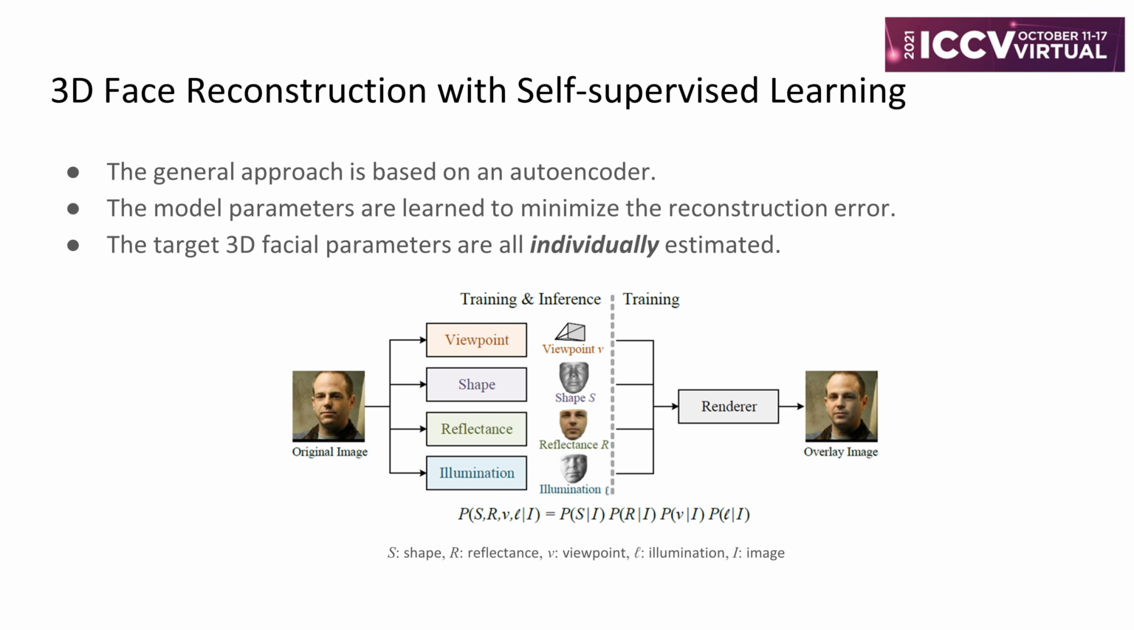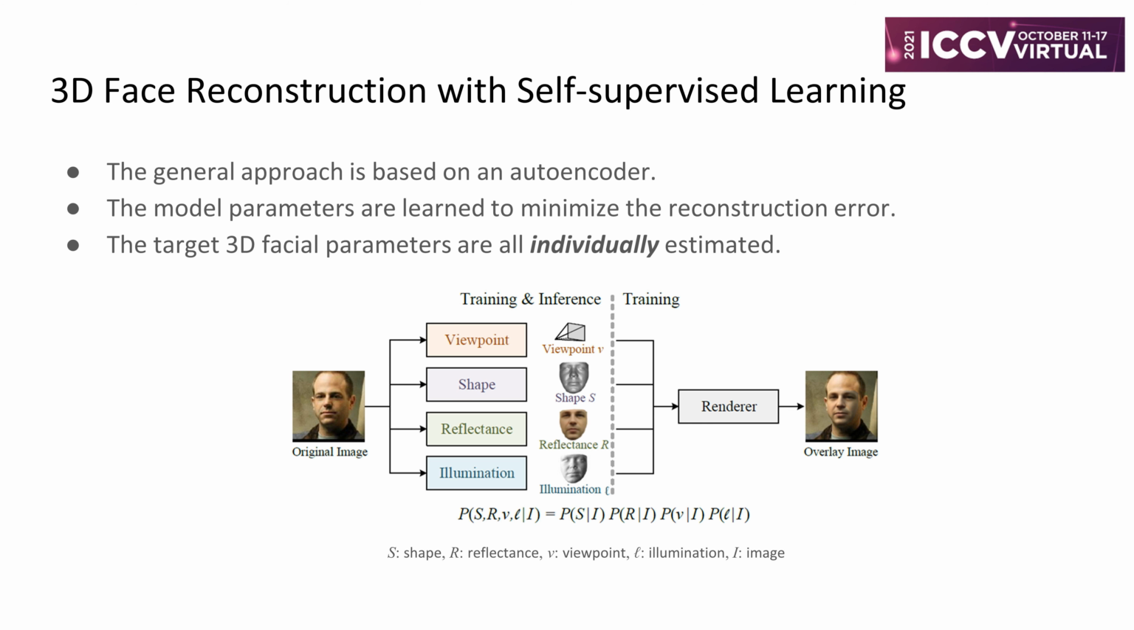Reconstructing 3D faces from single-view 2D images has been a long-standing problem in computer vision. The general approach is based on an autoencoder, where the 3D facial parameters are estimated from the 2D face image, and then recombined to reconstruct the 2D face image. The model parameters are learned to minimize the reconstruction error.